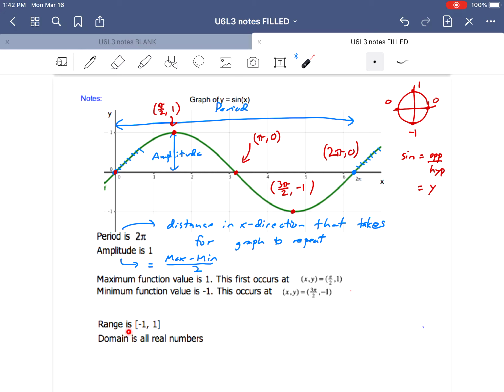The range, well, that's the y values, right? So the range of this sine function is -1 to 1, and the domain is all real numbers, right? Because x is an angle. There's no angle that we can't compute a sine for. All right.